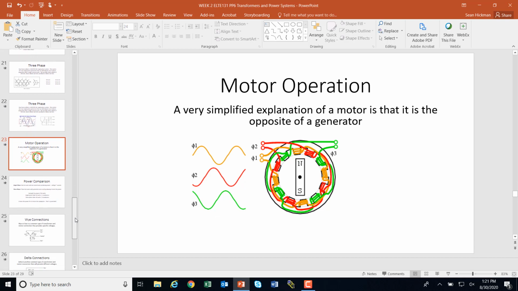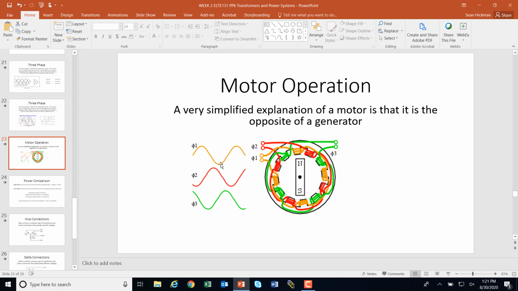Now, my motor operation. Here's a very simple explanation of a motor operation, because 3-phase is great for running motors. Okay, it's essentially kind of the opposite of a generator, in a very simple way.